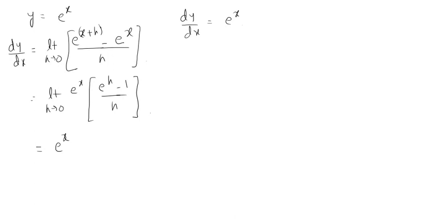Alright, so let us discuss the next function, which is y is equal to a to the power x. Again dy by dx will be equal to limit h tending towards 0 of a to the power x plus h minus a to the power x, divided by h.